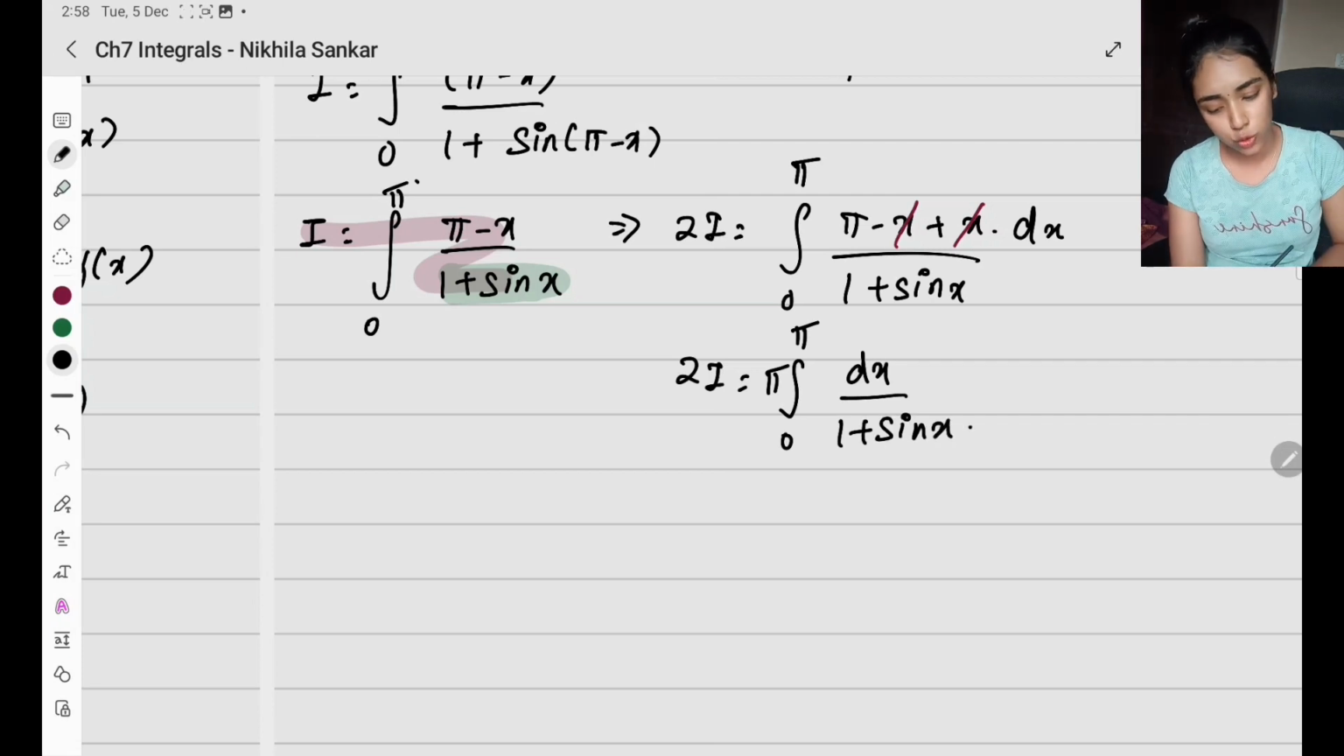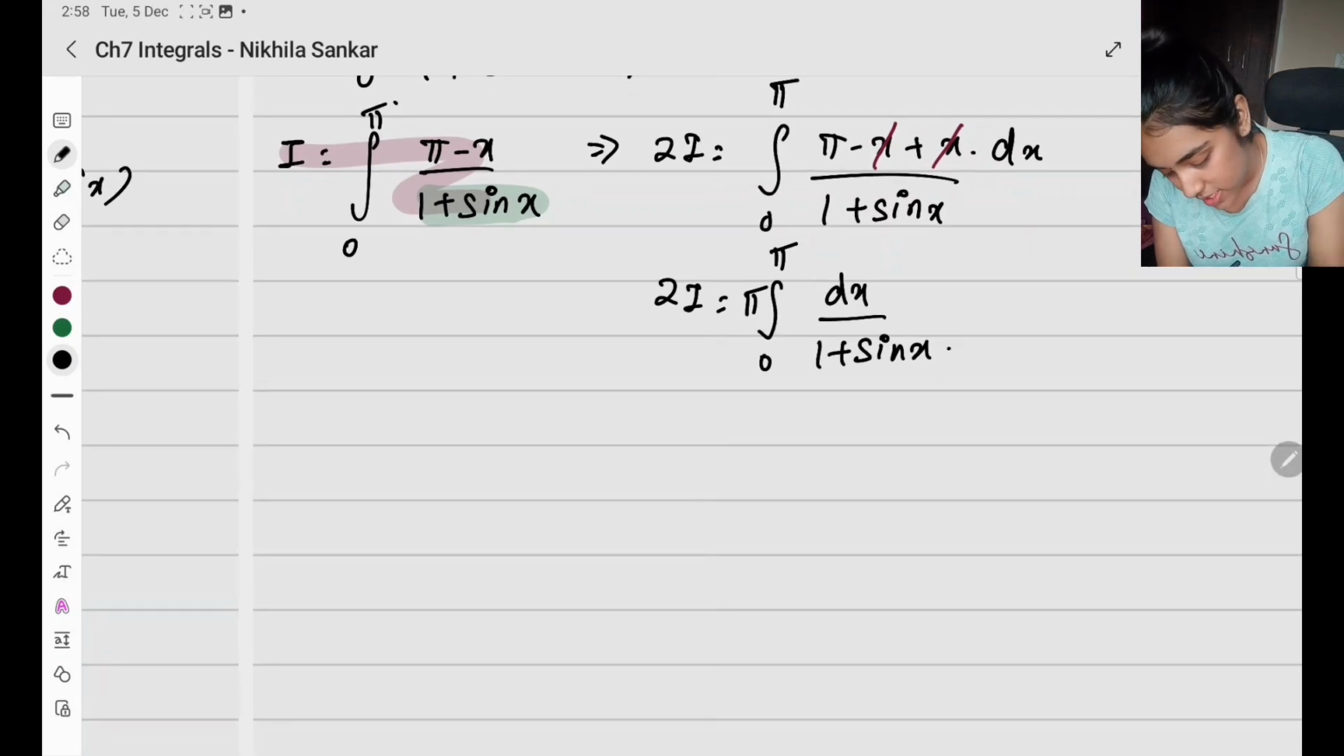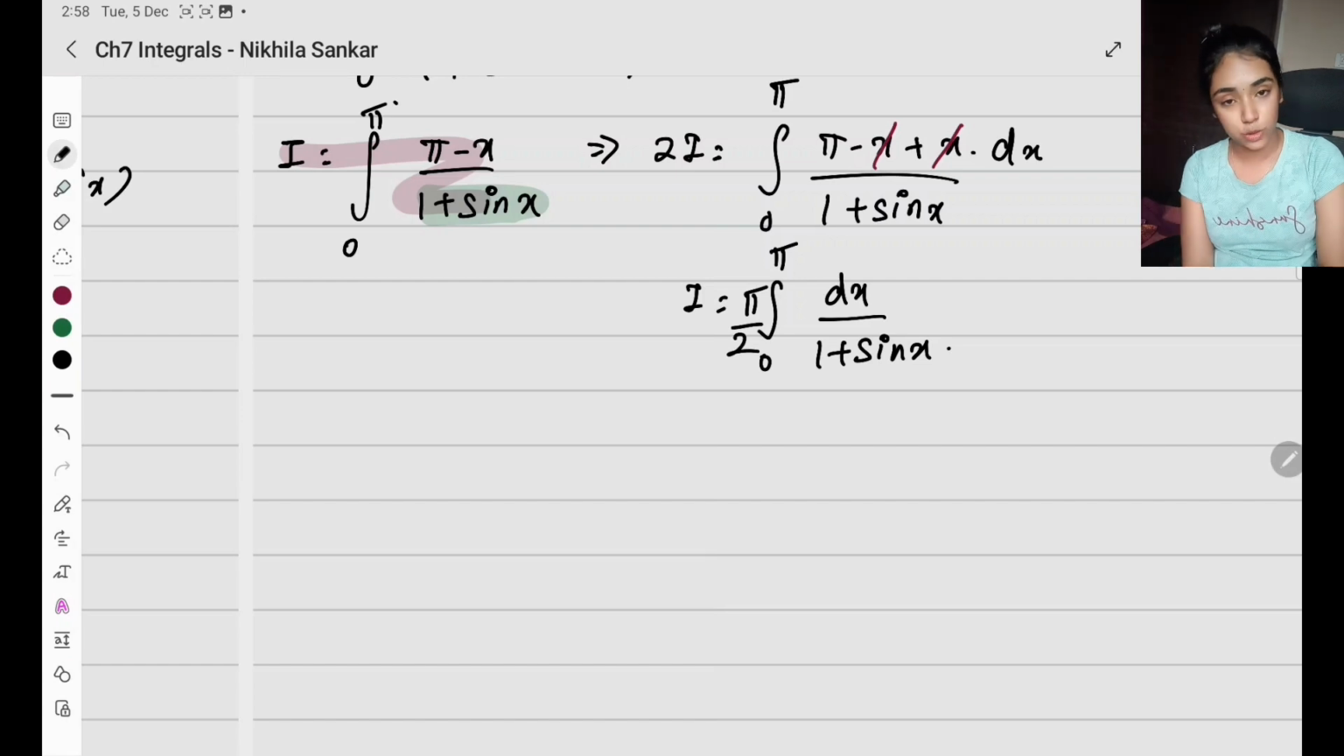Okay, so this is my 2I now. I'll write it again. So I equals pi divided by 2. 2I equals pi times, so I equals pi divided by 2.